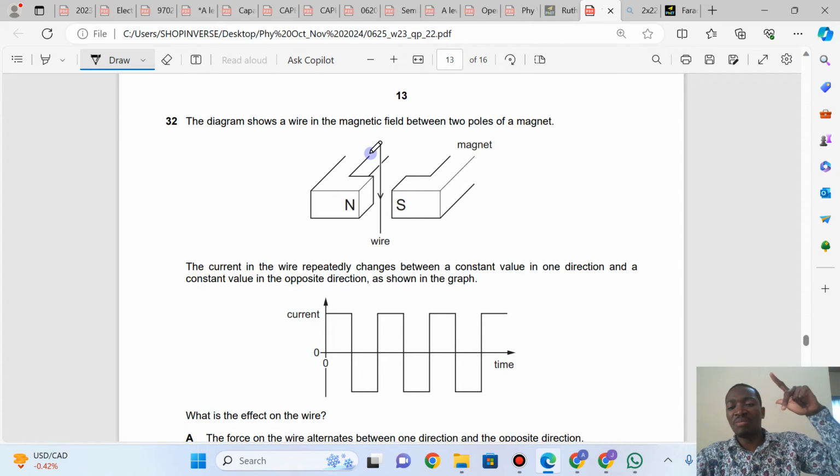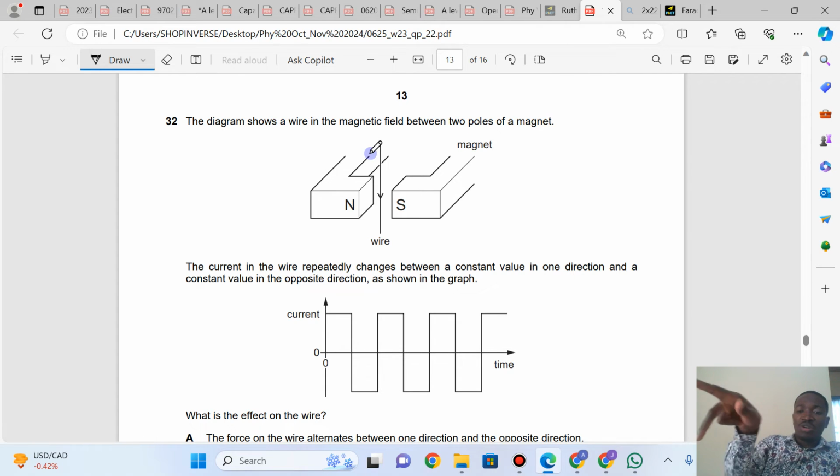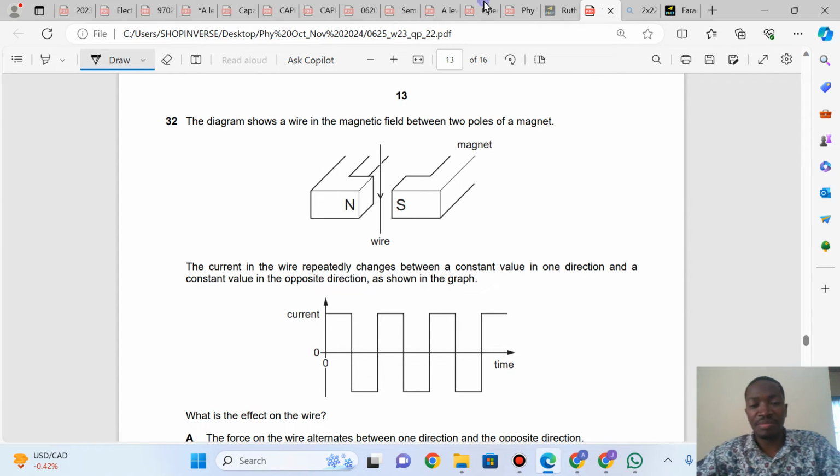From Fleming's left-hand rule, if you have the field, current, and direction of motion, if current continues to alternate, then it simply means direction of motion will continue to alternate. So if the direction of current continues to alternate, then the direction of motion continues to alternate. If you position your fingers, that's what you notice.